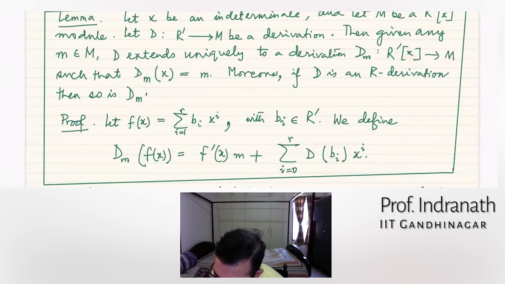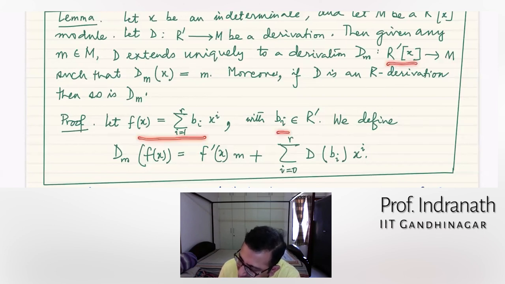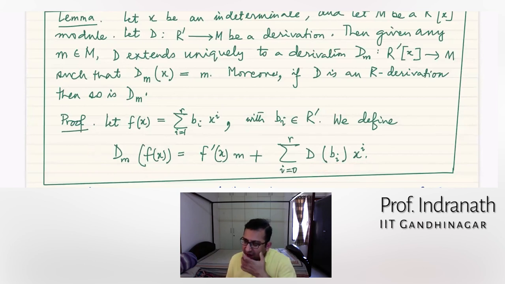So you can choose your element here, then extend the derivation in such a way that the variable goes to that m under the derivation. Moreover, if d is an R-derivation, then so is d_m. That means if it is R-linear, then R-linearity will remain unchanged when you extend it. And this is how you do it: if you start with a polynomial f(x), write it like this, where the bi's are in R', then define d_m of f(x) to be f'(x) m plus the sum of d(bi) x to the power i. This is the formal derivative. You can check that this is going to give you an R-derivation.